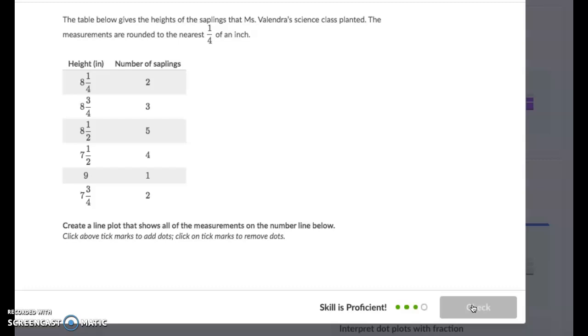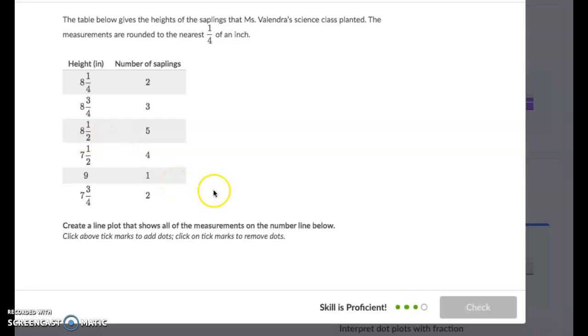The table below gives the heights of the saplings that Ms. Valendra's science class planted. The measurements are rounded to the nearest 1/4 of an inch. So we have 2 saplings that are 8 1/4 inches. We have 3 that are 8 3/4 inches. We have 5 that are 8 1/2 inches, and so on.